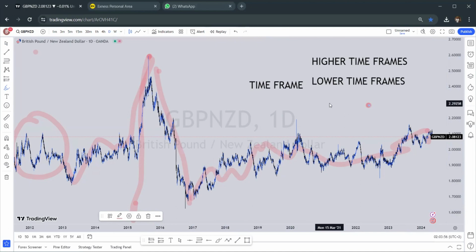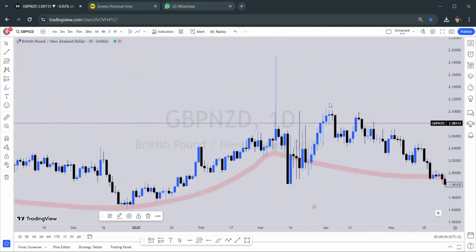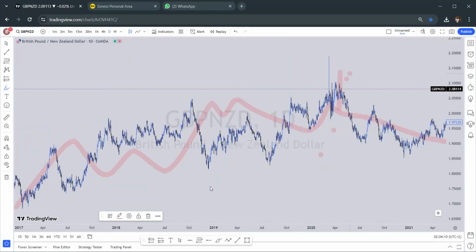Do you understand? We're able to spot this picture because we are in a higher time frame, and not just that, every candle that we spot here happens to be a daily candle. Do you understand? Now, let's still go down.